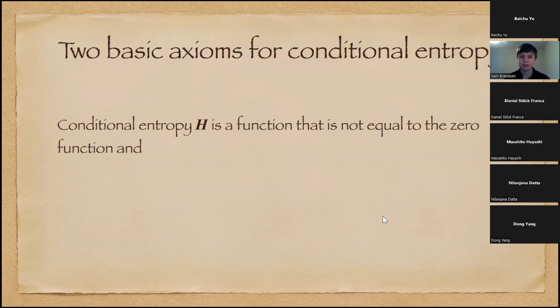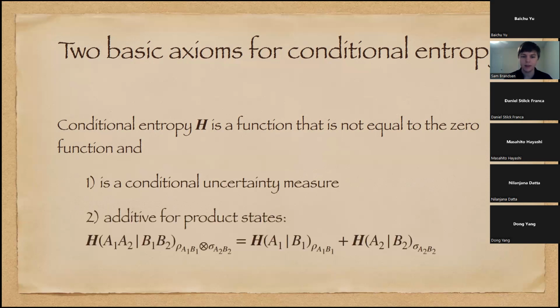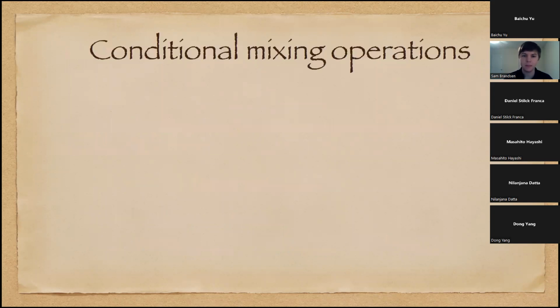We finally introduce the basic axioms for conditional entropy. So a conditional entropy function, h, is going to be a function that's not equal to the 0 function, and that will be a conditional uncertainty measure, and that will be additive for product states. So again, additivity for independent states.